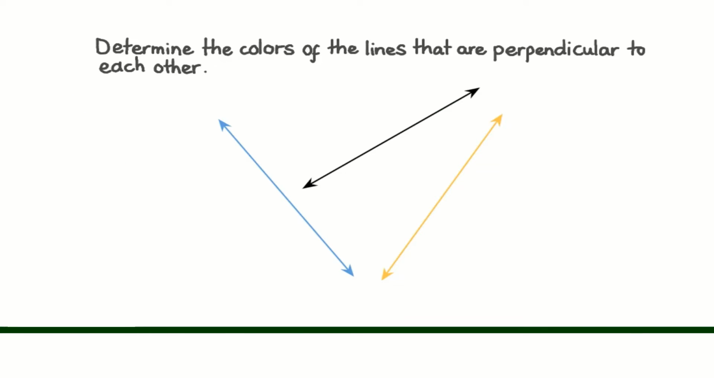Determine the colours of the lines that are perpendicular to each other. In the picture we can see three different coloured lines: blue, black and yellow. The question asks us to find the colours of the lines that are perpendicular to each other. We know that when two lines are perpendicular to each other, they're at right angles with each other. Now there's something interesting about these three lines. None of them are touching, are they? This makes it a little more difficult to spot whether they're at right angles to each other.